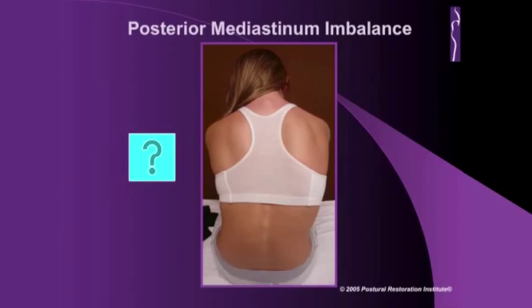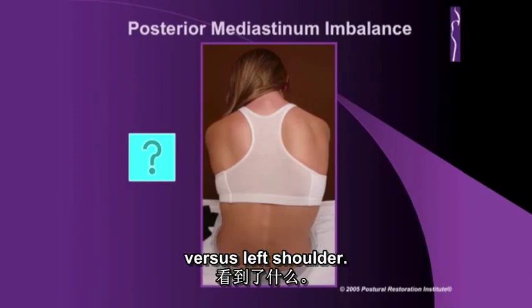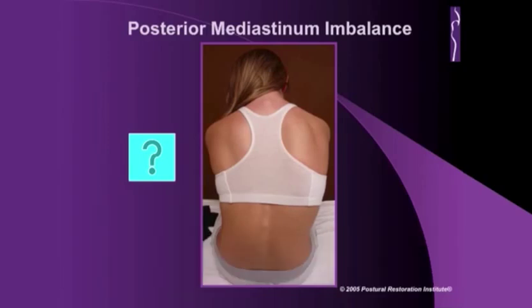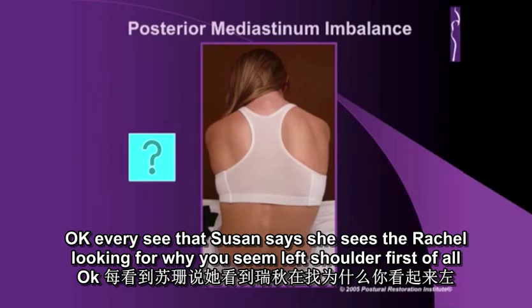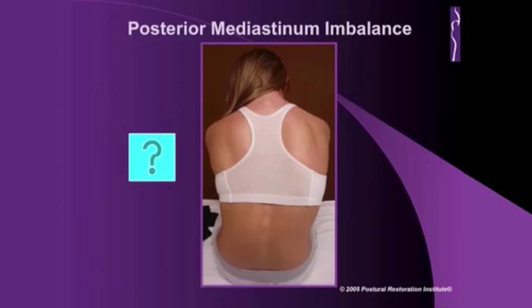First of all, yeah, go ahead. Shoulder imbalance. Okay. But very good. I'll ask you a question. When you say shoulder imbalance, what do you see in the right shoulder versus the left shoulder? Which shoulder looks more forward? The right. Okay, everybody see that? Susan says she sees the right shoulder looking forward. Well, you see less shoulder, first of all, on the right. You see more shoulder on the left. So you know the right shoulder's forward.